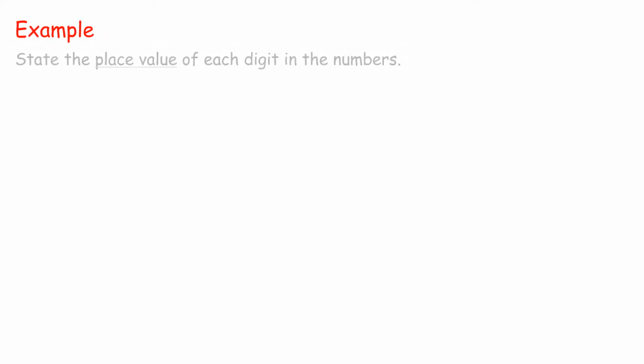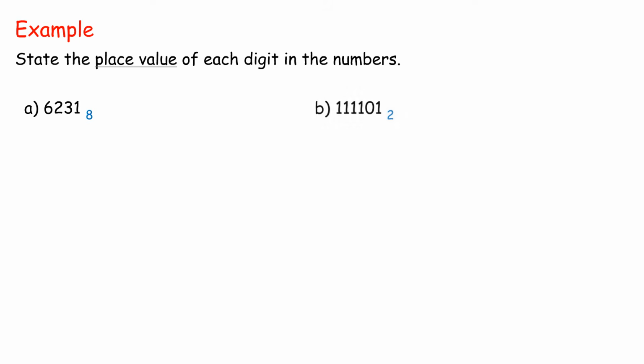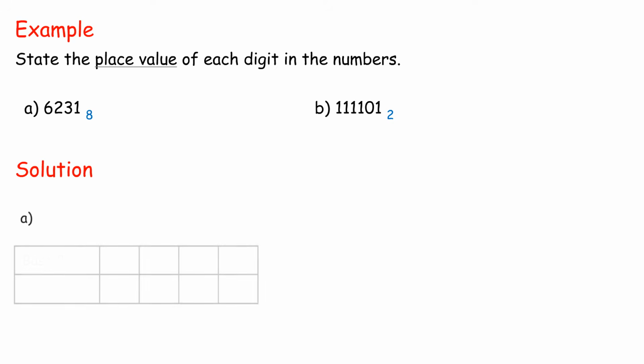Example: state the place value of each digit in the numbers. A. 6231 in base 8. B. 111101 in base 2. Solution: A. Write down the digit in base 8: 6, 2, 3, 1. After that, write down the place value from right to left: 8 to the power of 0, 8 to the power of 1, 8 to the power of 2, and 8 to the power of 3.